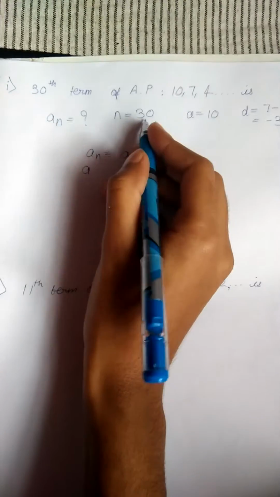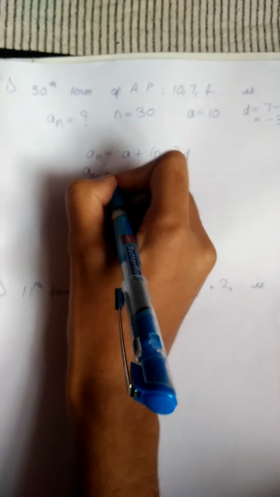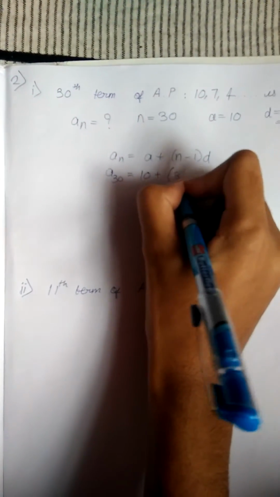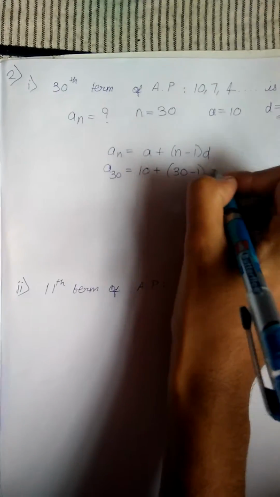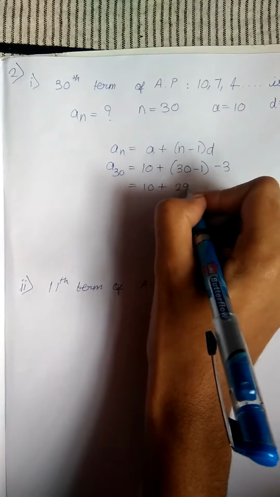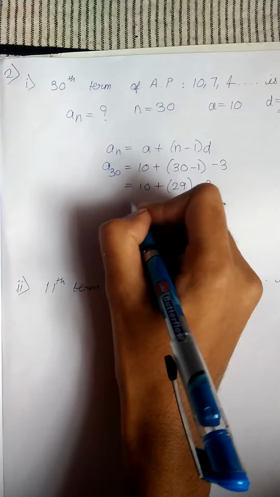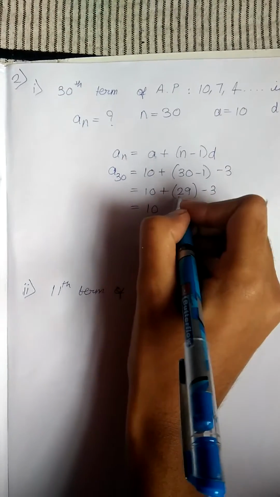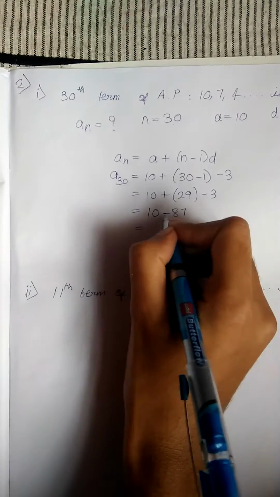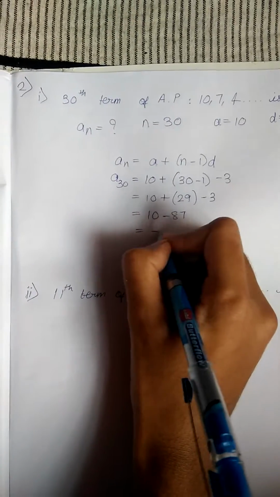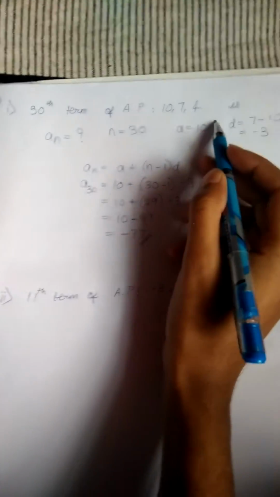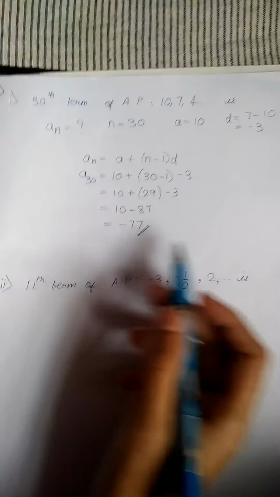We know the n value as 30, so we will put it as 30. A is 10 plus n is 30 minus 1. D is minus 3. So 10, 30 minus 1 is 29. 29 into minus 3. 10, 29 into minus 3 gives you minus 87. So 10 minus 87 is minus 77. We got the 30th term of this particular AP series as minus 77.